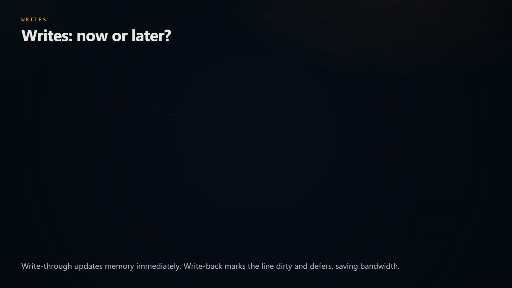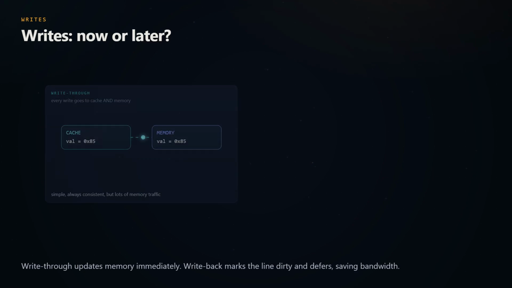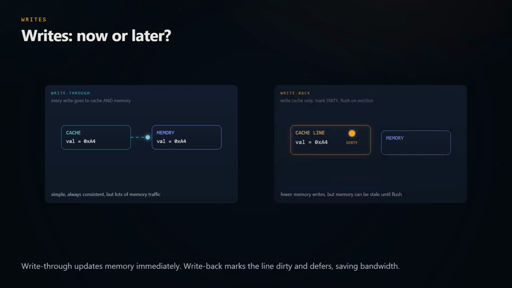Reads are only half the story. What happens when you write? With write-through, every write updates the cache and main memory together, so memory is always current, but you generate a lot of memory traffic. With write-back, you write only into the cache and set a dirty bit, then copy the line out to memory only when it is finally evicted. Write-back saves enormous bandwidth, at the cost of memory being temporarily stale.